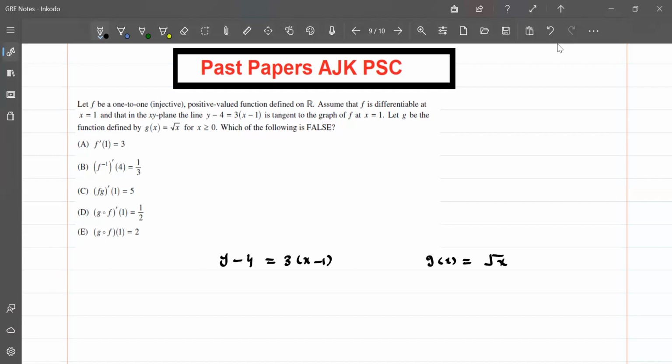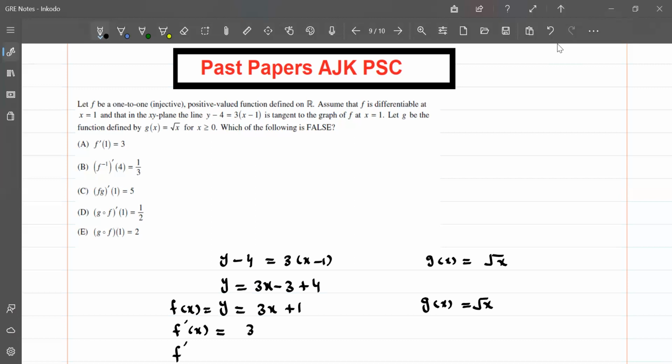First of all, if I simplify this function, y is equal to 3 times x minus 3 plus 4, which is y is equal to 3x plus 1, and here we have g of x equal to square root of x. We consider this f of x. Now we check all these conditions. f prime of 1. So I want to find f prime of x. f prime of x is equal to 3. And f prime of 1 is equal to 3, because this is a constant function, and when we put x equal to 1, it is again a constant. So the first statement is true.